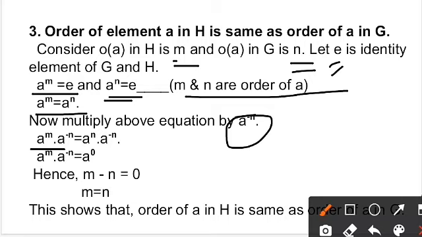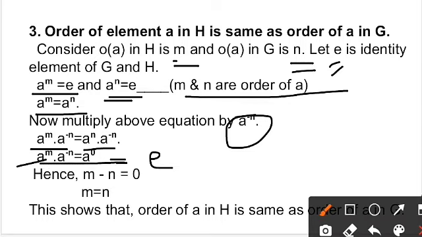So a^m into a^(-n) is equal to a^n into a^(-n). a^n into a^(-n) will give a^0, that is nothing but identity, right? Also, a^m into a^(-n) will give us a^(m-n), we can say.